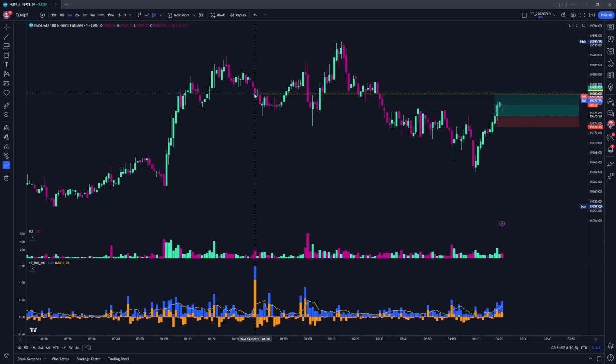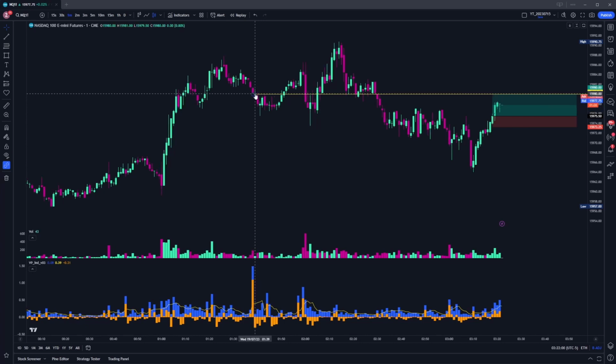So let me show you what I drew. This is the key level, and this is the latest trade I'm in. Let me explain to you why I identified this as a key level.